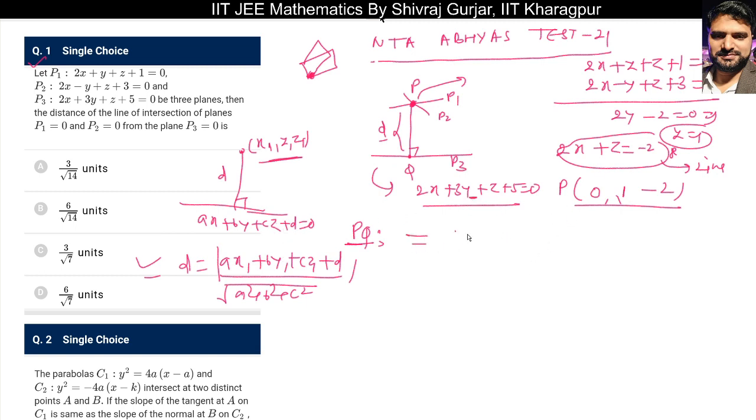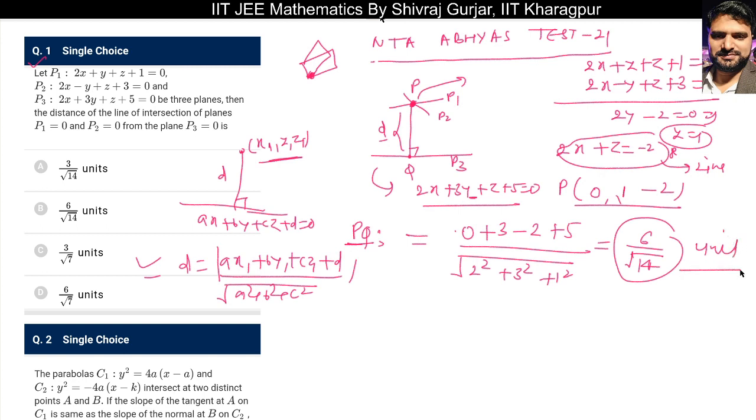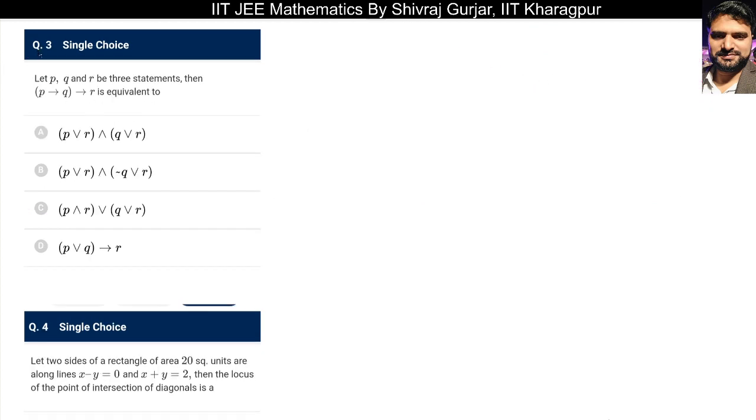So PQ will be 0 plus 3 minus 2 plus 5 divided by the square root of the sum of the squares of the coefficients. Okay, so this will be 6 divided by the square root of 4 plus 9, 13, plus 1 is 14. So this will be the answer. So it's easy. It's direct implementation of this formula, and that formula is a very basic one. So let us move to the next question. Let us take the next question.